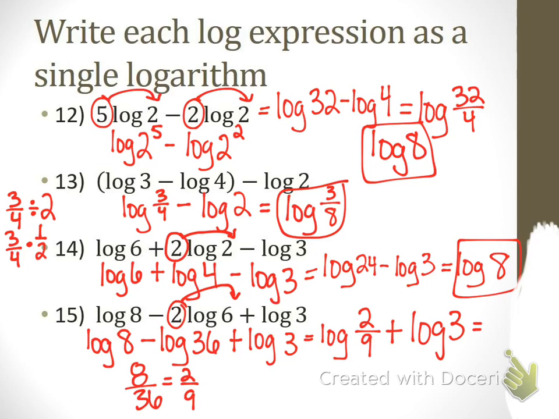So, what are we multiplying together? 2 over 9 plus 3. Okay, so I'm going to write that over here. 2 over 9 times 3. If I wanted to turn the 3 into a fraction, it would be 3 over 1. So 2 over 9 times 3 over 1. 2 times 3 is 6. 9 times 1 is 9. So 6 over 9 reduces to be 2 over 3. So final answer should be log of 2 over 3.